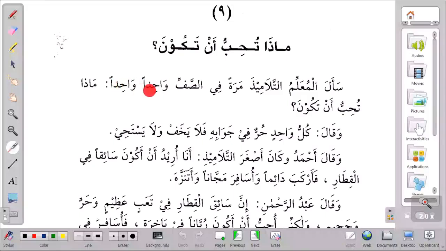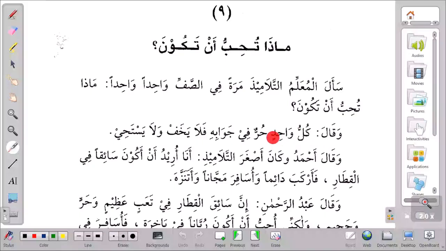Wahidan wahidan. This means one after the other, one by one. Okay. Maza tuhibbu an takuna. What do you want to become? So he's asking the students. Waqala, and he said, meaning the muallim, the teacher is still speaking.